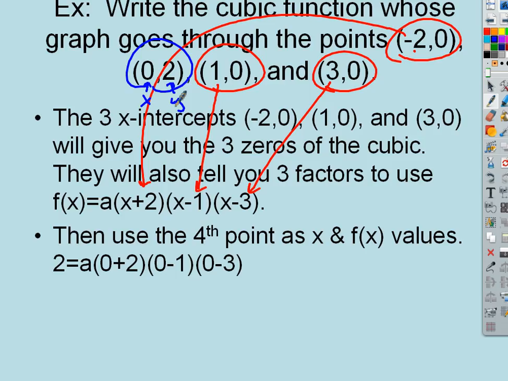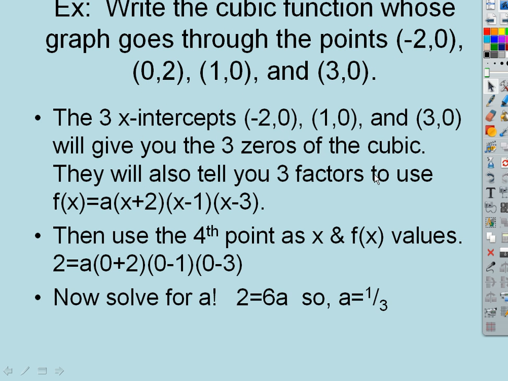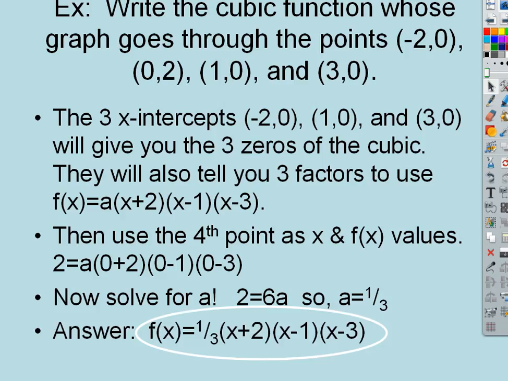All right. So if we were to plug in the x's and the y's, I guess I didn't really finish this. 0 plus 2 is 2 times -1 times -3 is just 6, right? So I get 2 equals a times 6. If I divide both sides by 6, I get a equals 1/3. So I can plug in 1/3 for a, and there's my answer.